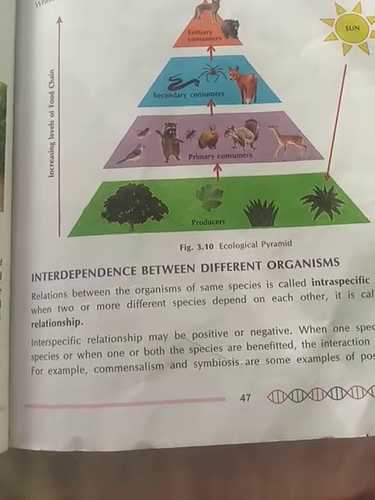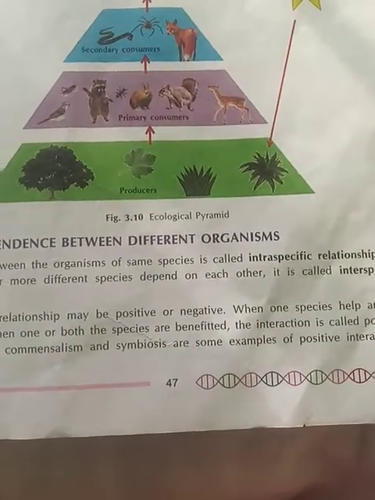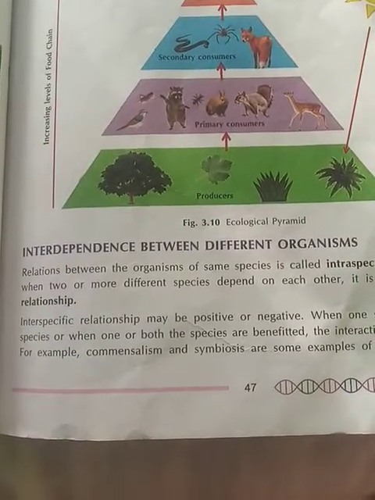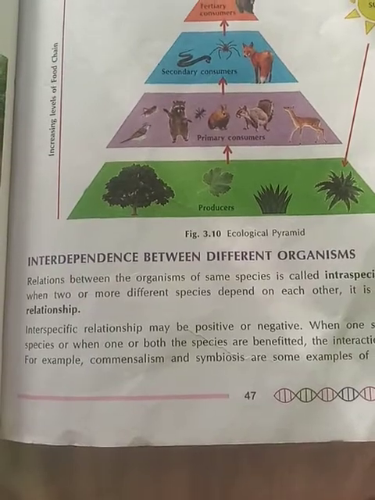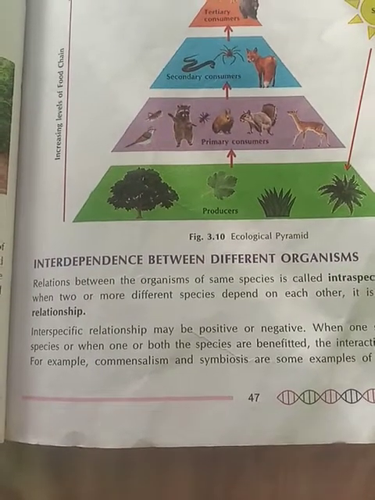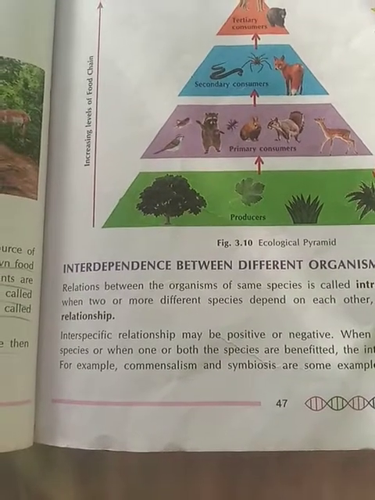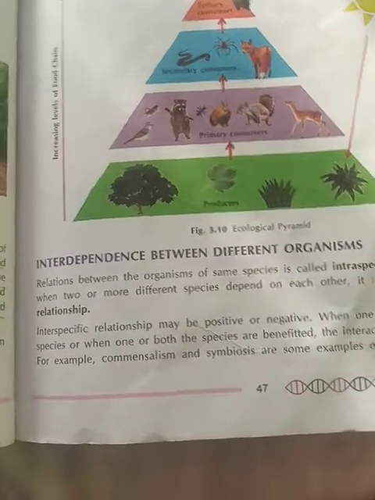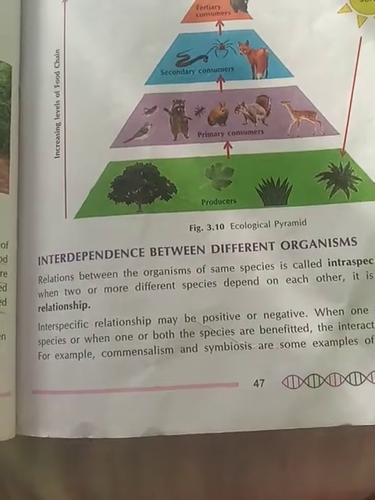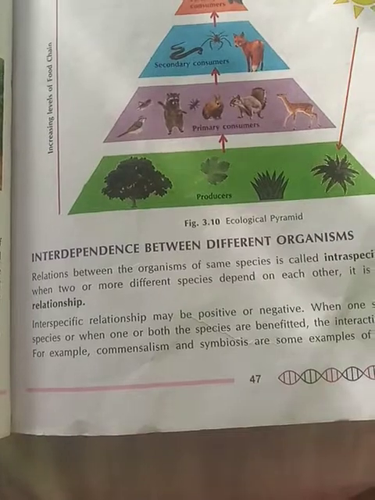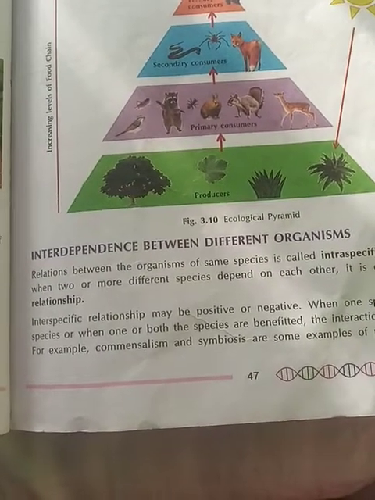Relations between the organisms of the same species is called intraspecific relationship. When there is a relationship between the organisms of the same species, the relationship is known as intraspecific relationship. For example, lion and tiger, both of them belong to the same species and they compete for their food. So this relationship is known as the intraspecific relationship.